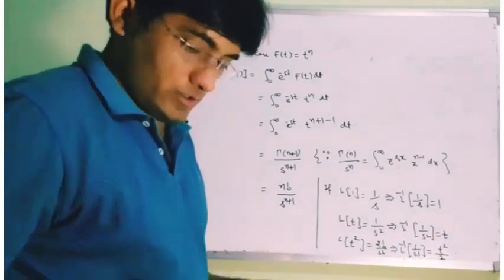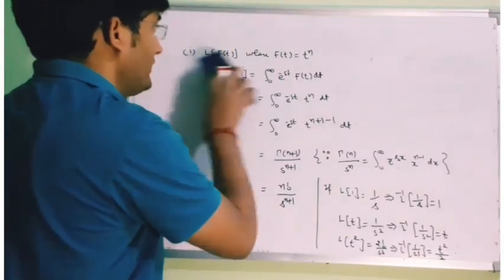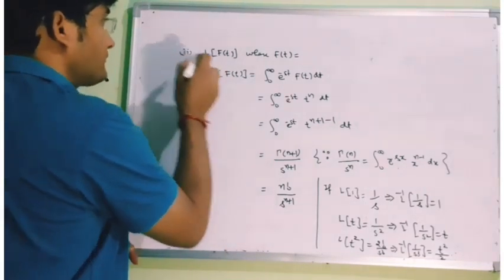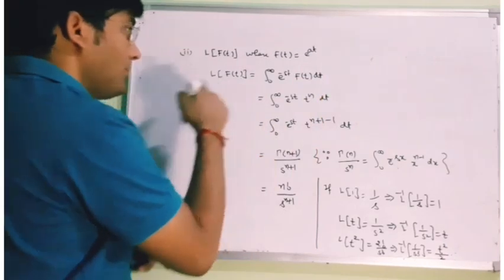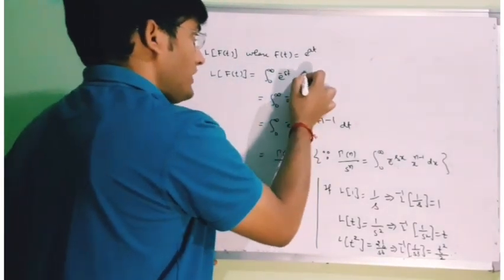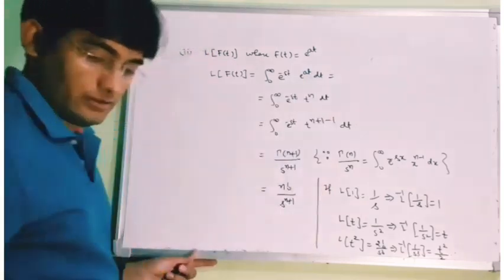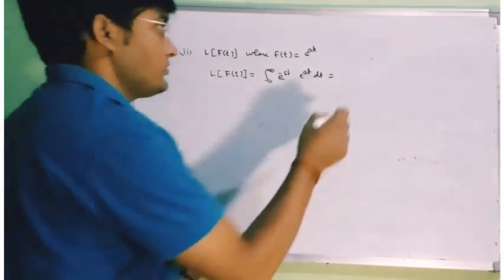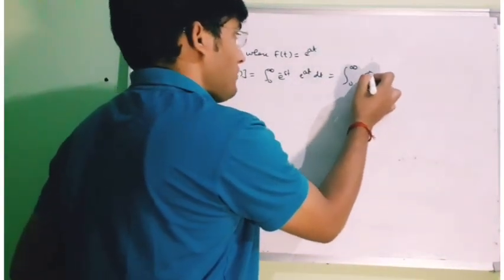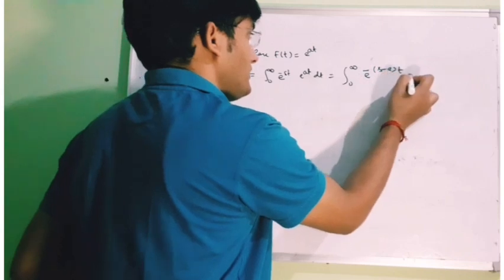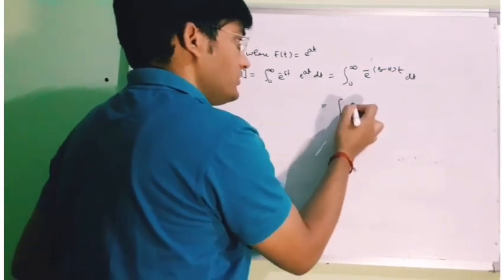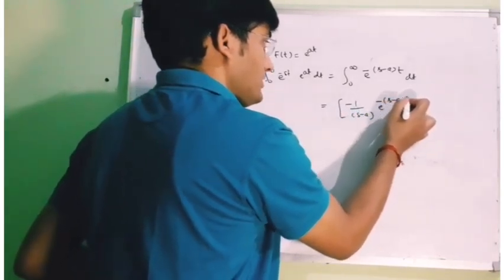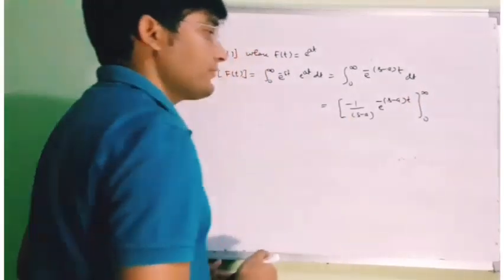In the second formula, suppose that f(t) is equal to e to the power at. Then the Laplace of f(t) is the integral of e to the power at times e to the power minus st dt. We can combine these powers. So this is equal to the integral 0 to infinity e to the power minus (s minus a)t dt. So on integration, this will give you minus 1 upon s minus a e to the power minus (s minus a)t, and then limits from 0 to infinity.